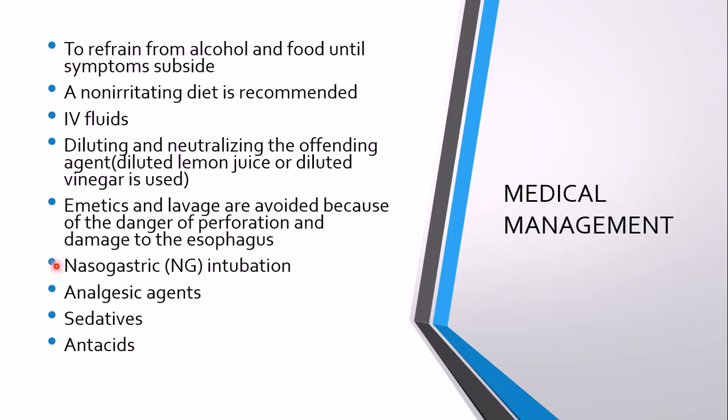Then NG intubation. Why do we need to do NG intubation? Because the person is not going to take anything by themselves. Generally the patient will be NPO in this case. Then we need to put a nasogastric tube via their nose, and it goes into their stomach, and then we'll be feeding them. Those feeds are very watery kind of feeds, and it's a nutritious feed also, because the person is not going to take heavy diets. So we do that. Then analgesic agents, we give them painkillers because of the discomfort.